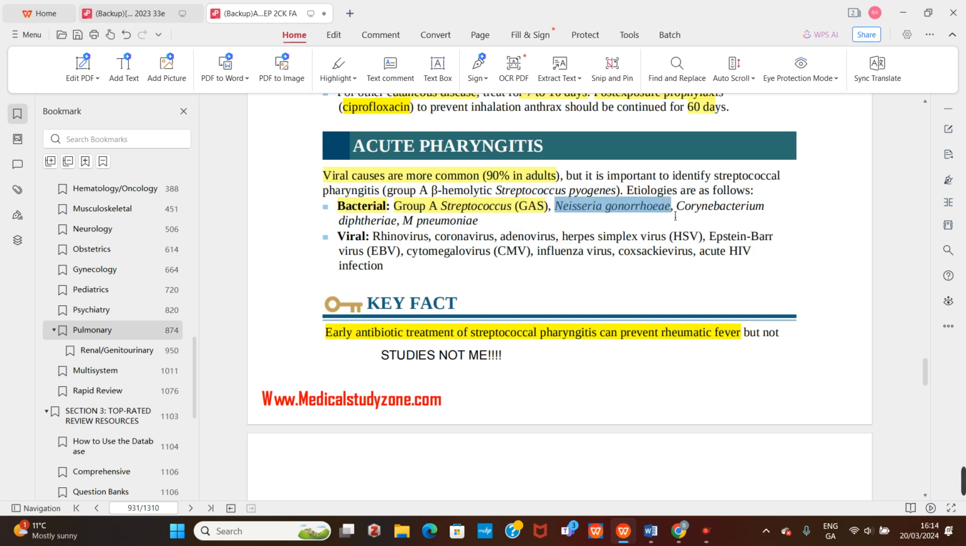Many people don't know that Neisseria gonorrhoeae can cause pharyngitis. And of course, we are aware that Corynebacterium diphtheriae can cause pharyngitis. But in 90% of situations, it is from viral infection: the rhinovirus, the coronavirus, the herpes viruses, Epstein-Barr, cytomegalovirus, herpes simplex, influenza, all of them can cause pharyngitis.